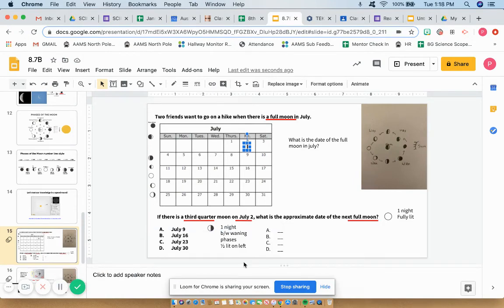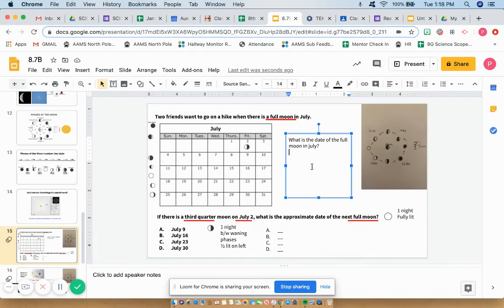So if we need to calculate how many days it's going to take the moon to transition from a third quarter to a full moon, we need to write down what information we know about that. We noticed a pattern earlier of how many days it takes each phase to happen. What was our pattern that we noticed? Well, we already have it kind of written down here.